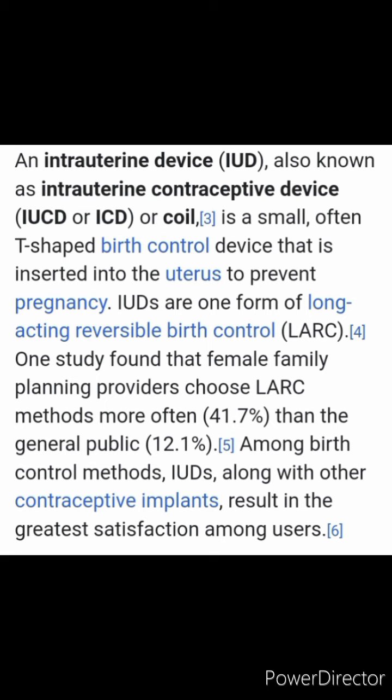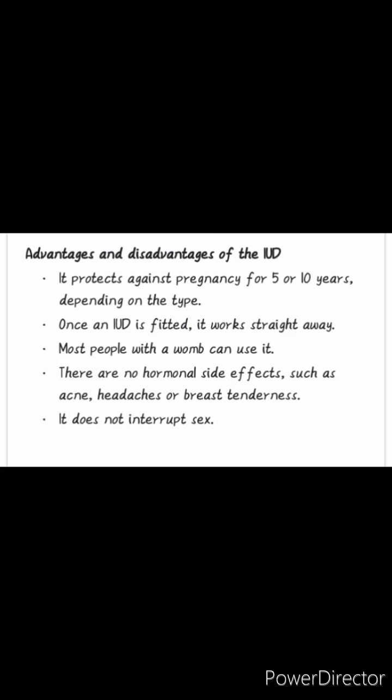So the advantage and disadvantage of this: it protects against pregnancy for 5 to 10 years depending on the type. Once an IUD is fitted, it works straight away. Most people with a womb can use it. There are no hormonal side effects such as acne, headaches, or breast tenderness. It does not interrupt sex. So here is the picture of IUD.